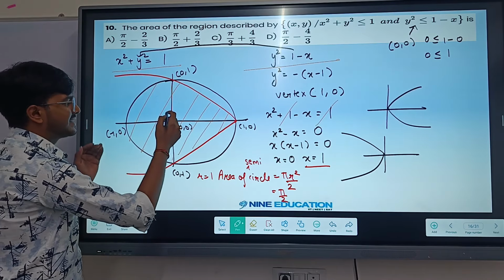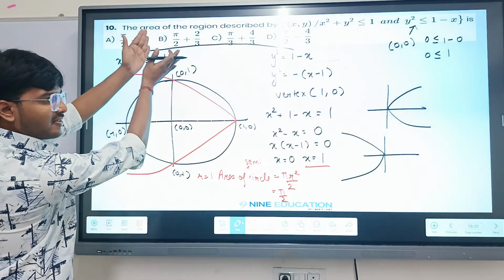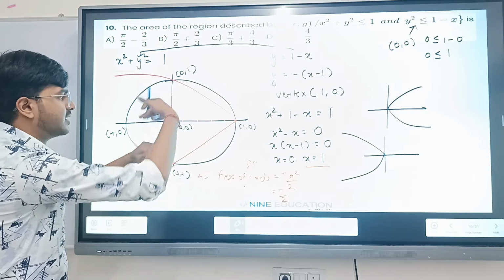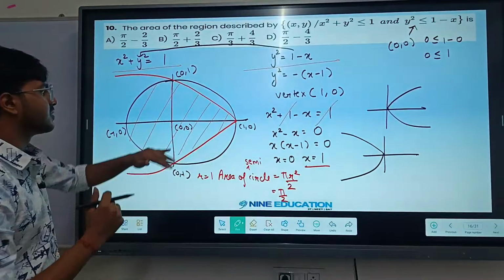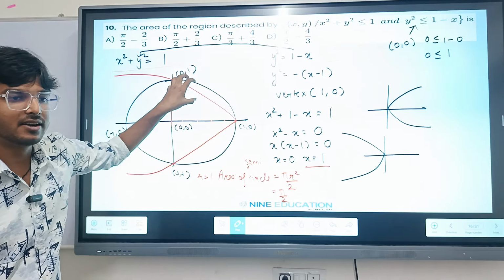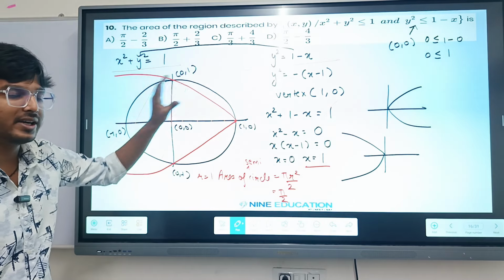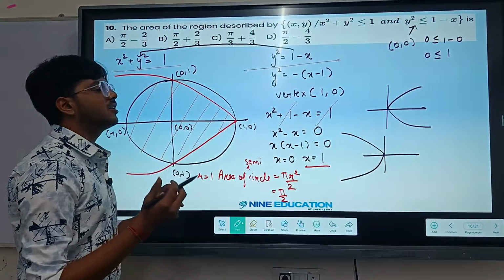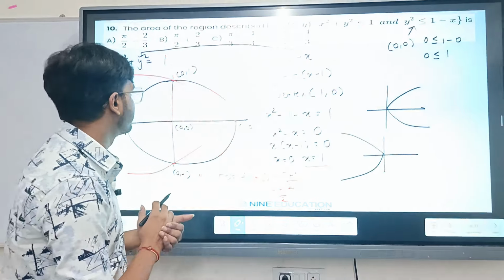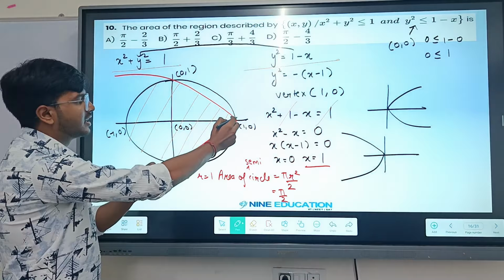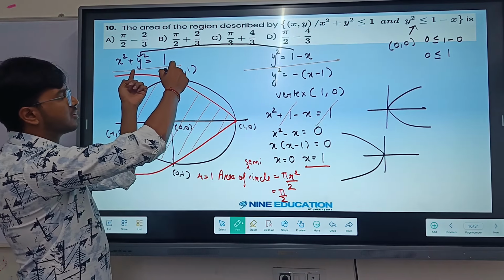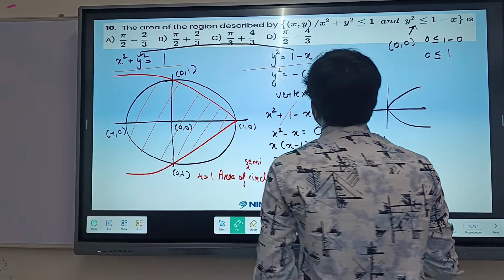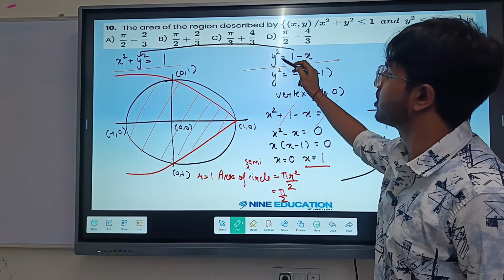Now what I can see is it is symmetric about x-axis. Whatever is there above x-axis, same is there below x-axis as well. So it is symmetric about the x-axis. So I can find one area and multiply it, do it twice. So we can integrate with respect to x or with respect to y. Both are fine. If I am integrating with respect to y, it will be from 0 to 1. X again 0 to 1. So let's integrate with respect to y because it will be easier.